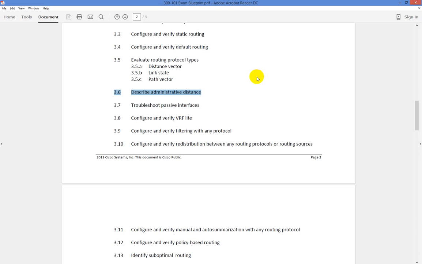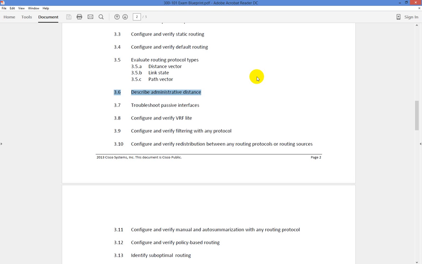For the most part, administrative distance is relatively straightforward to play with and get working, but just remember that administrative distance, at the end of the day, is a way for the router to choose which path it's going to take. Because if you have two equal paths in the same protocol, you're going to choose the one with the lowest cost.